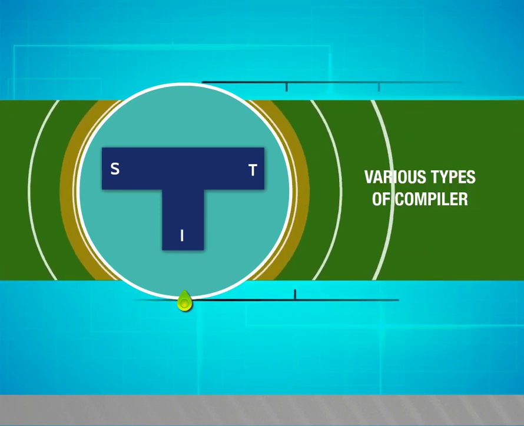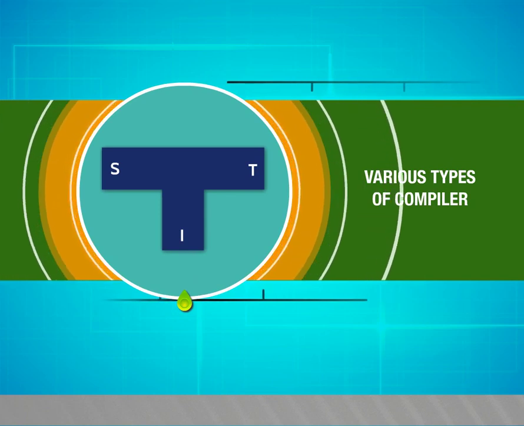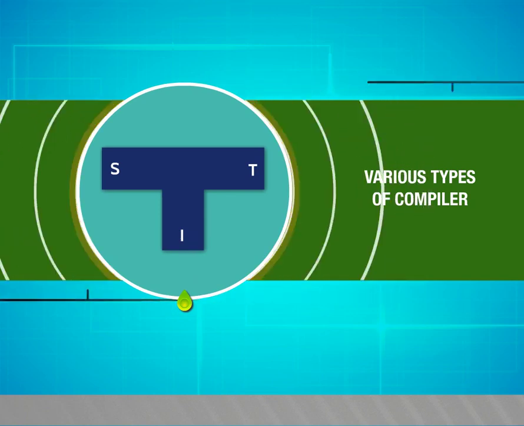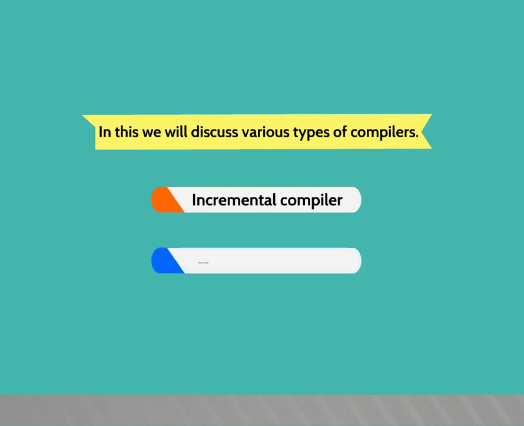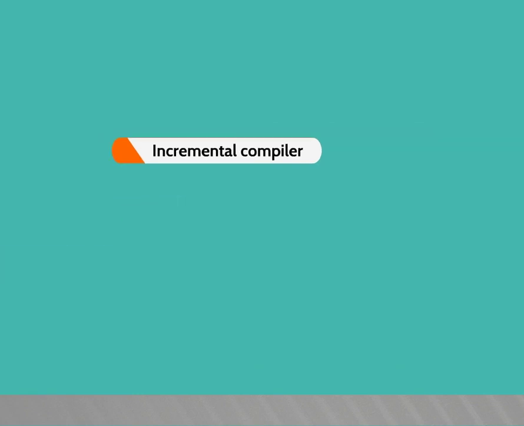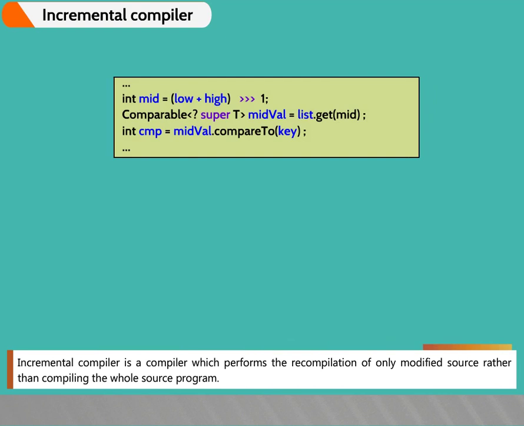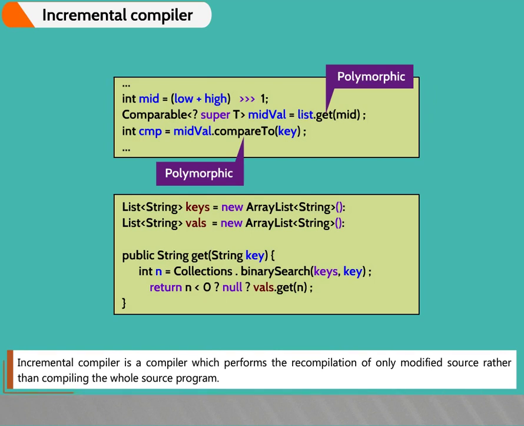Various types of compiler. In this video, we are going to see about various types of compiler. We will discuss various types of compilers: incremental compiler and cross-compiler. Incremental compiler. An incremental compiler is a compiler which performs the recompilation of only the modified source rather than compiling the whole source program.